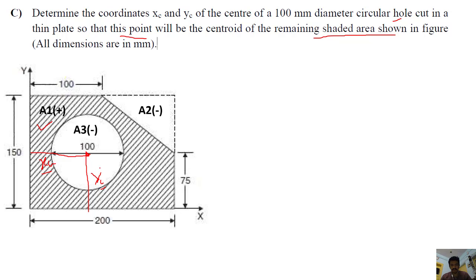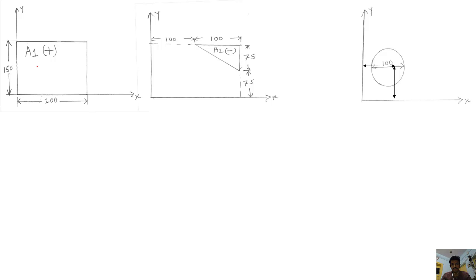Then we can split this figure into three sub figures. Area 1 will be a positive area. We can take that area as a whole, this rectangle of 100 plus 200 by 150, so 200 width, 150 height. Then A2, this triangle, where 150 is the height and 75 is the base. Then A3, the circle. A1 will be a positive area, whereas A2 and A3 will be negative areas, because those are the cutting portions.